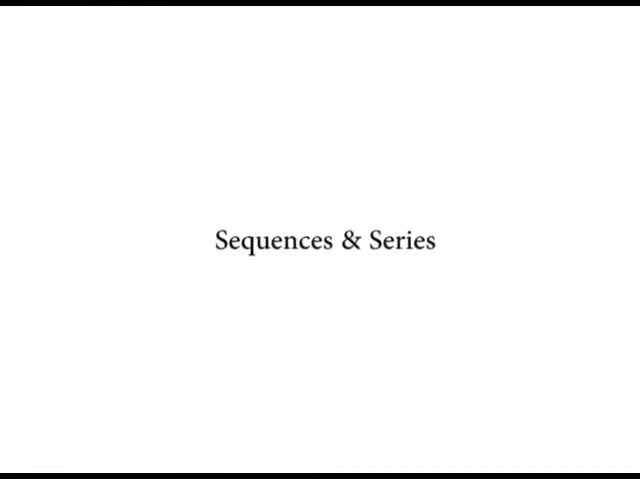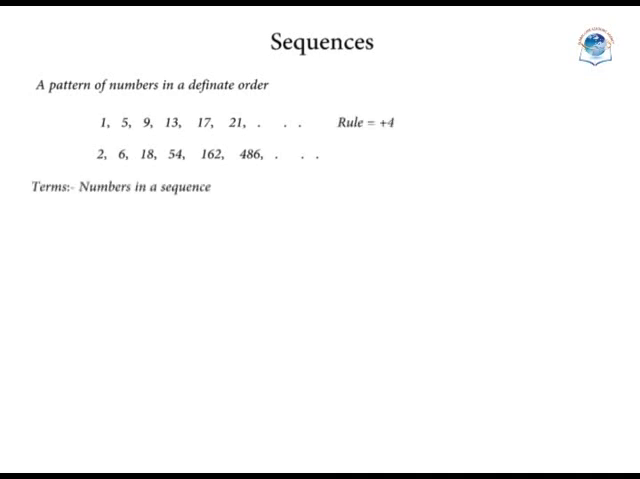Next chapter, sequences and series. Sequences. A sequence is a pattern of numbers in a definite order. Consider these two sequences. Each number in a sequence is called a term. In the first sequence, the first term is 1, and in the second sequence, the third term is 18.